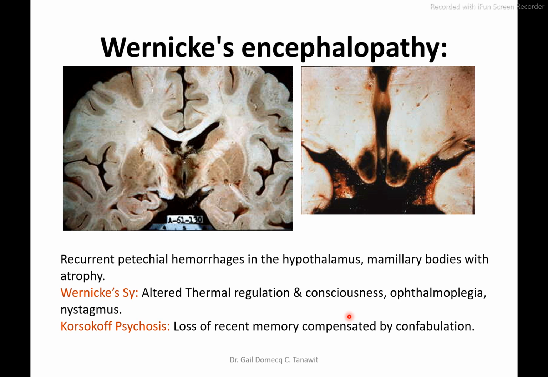So this is an autopsy of a patient with a Wernicke's encephalopathy, recurrent petechial hemorrhages in the hypothalamus, and even the mammillary bodies will have an atrophy. So the Wernicke syndrome will have an altered thermal regulation and consciousness, and even ophthalmoplegia and even nystagmus. Okay, so there is a Korsakoff psychosis wherein loss of recent memory is compensated by confabulation. Ano pangalan mo? Ganoon lang siya.